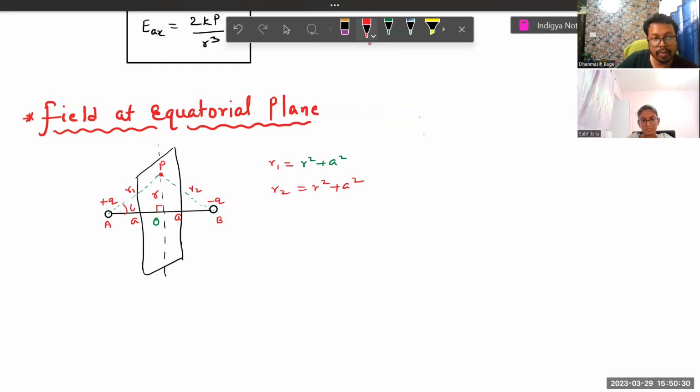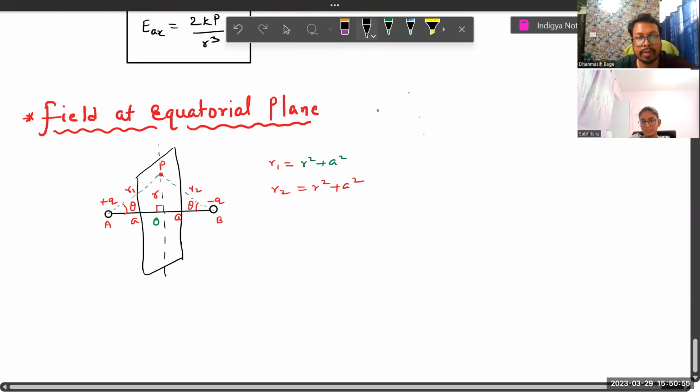Now let us say that this sweeps an angle theta, and both R1 and R2 are exactly equal. They are exactly equal, right? So this is an isosceles triangle. So this angle will also be theta. If this is theta, this will also be theta, right? Same angle, isosceles triangle. So now just see.